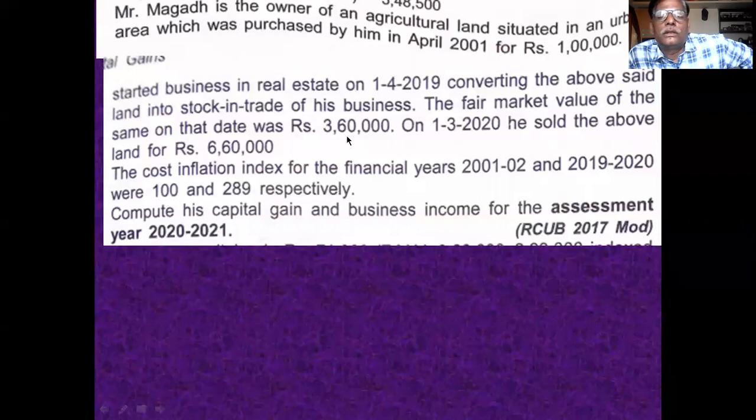3,60,000. Okay, 3,60,000 is the value. Then that land was sold for rupees 6,60,000 by way of real estate business. The land valued at 3,60,000 was sold for rupees 6,60,000. Then what is the profit or loss?